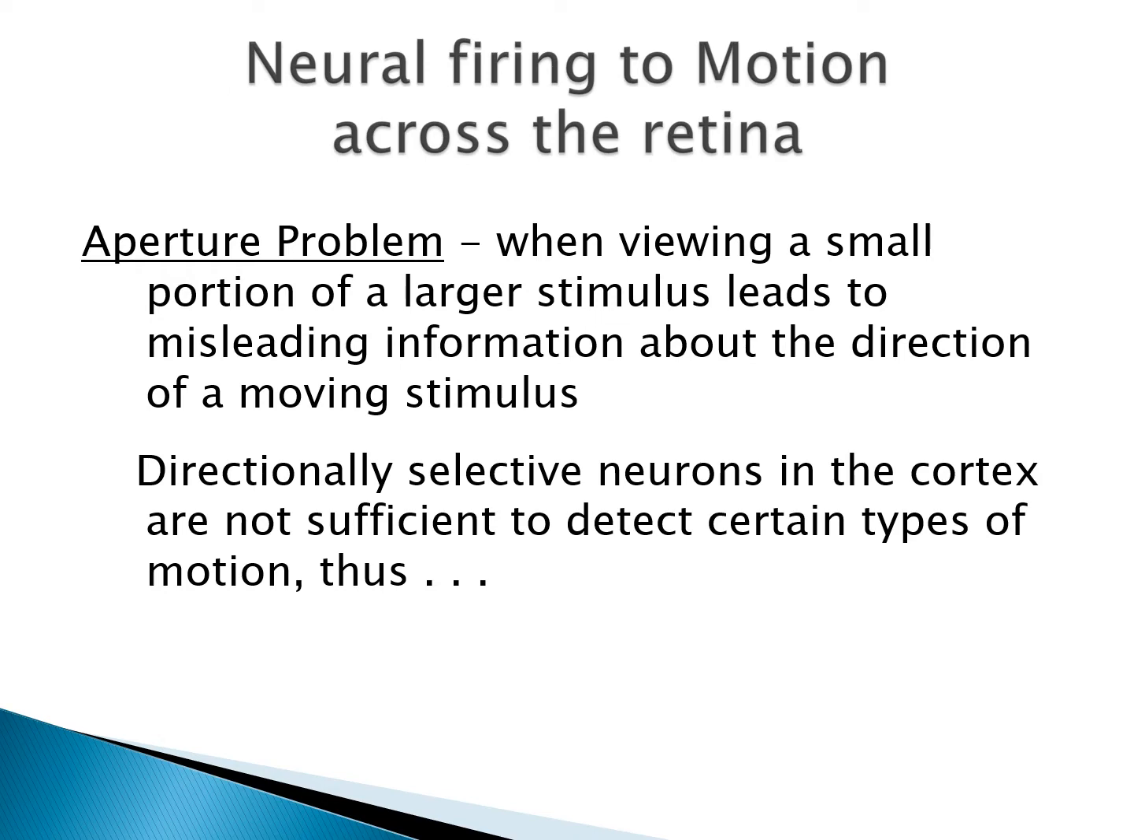And this is basically what is happening with those directionally sensitive neurons in the cortex. They are not those complex cells that we talked about in the visual cortex. They are not sufficient for detecting certain types of motion.